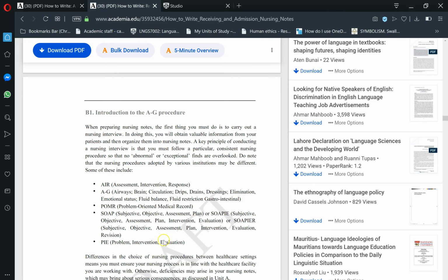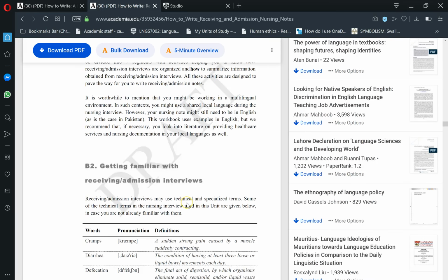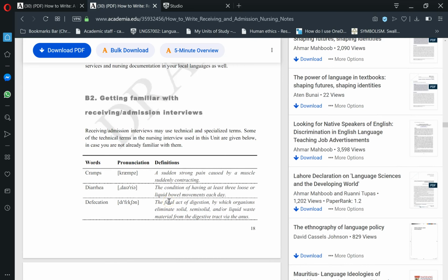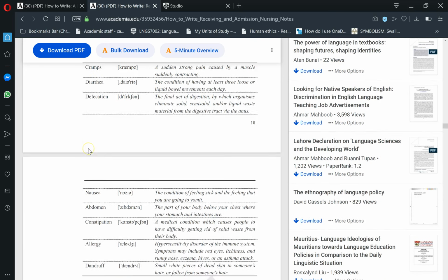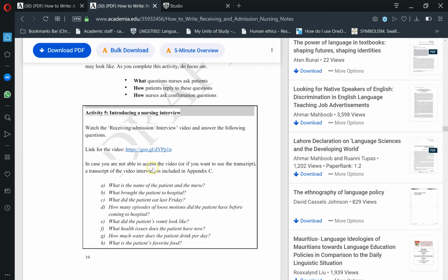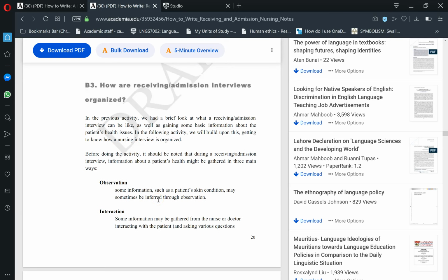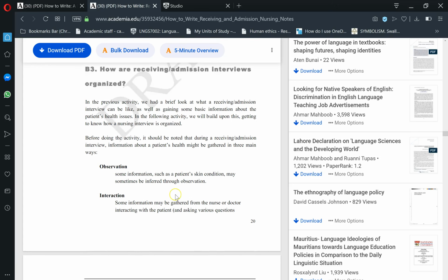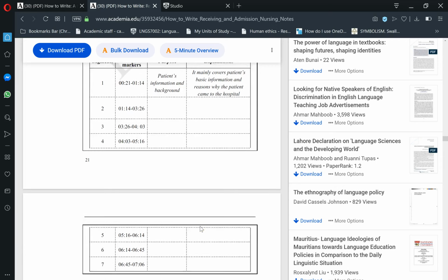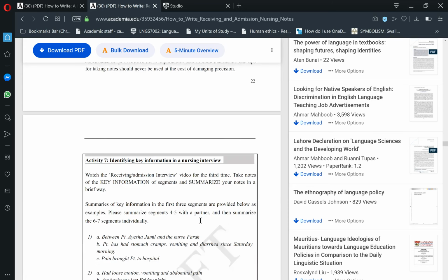So here they tell the readers they need to become familiar with their particular procedure. Like I said, there's different ones here. And getting them to become familiar with medical terms, making sure that they also write them properly, and showing them how to do a nursing interview. How is an actual receiving admissions interview organized? More activity, and then taking notes and summarizing admissions interviews.